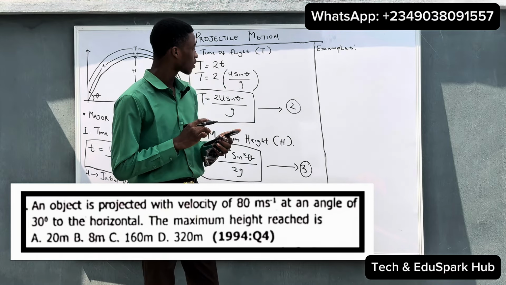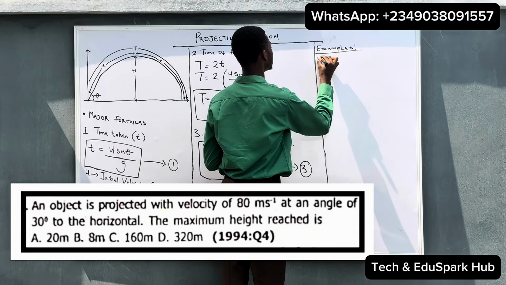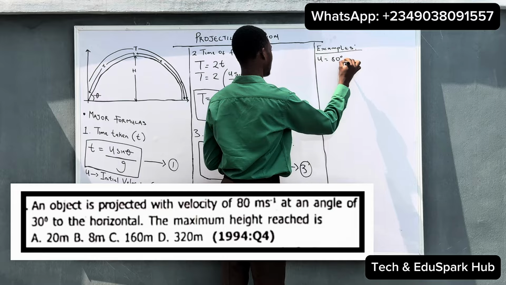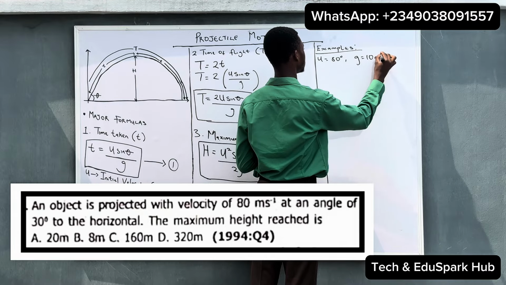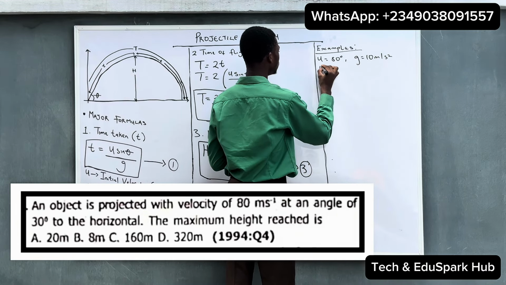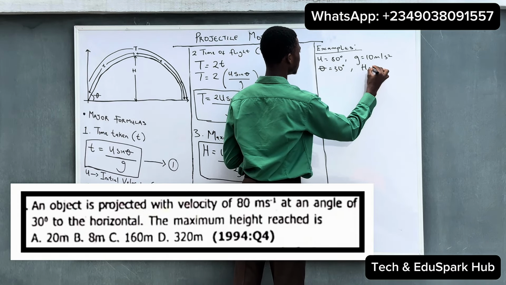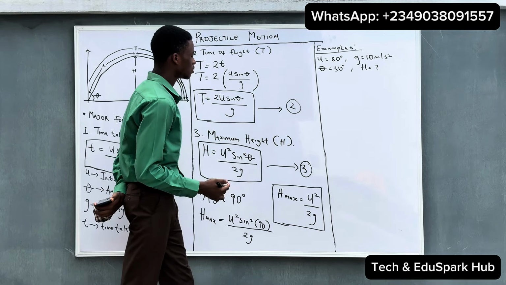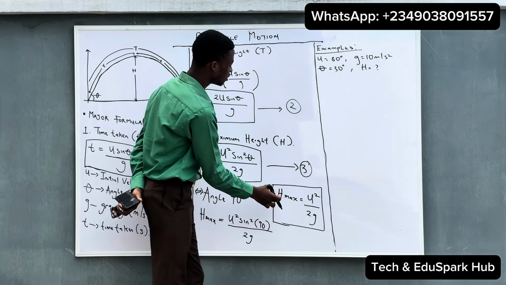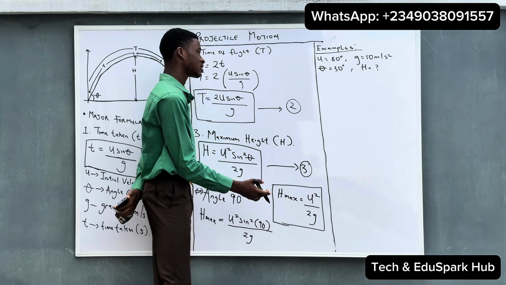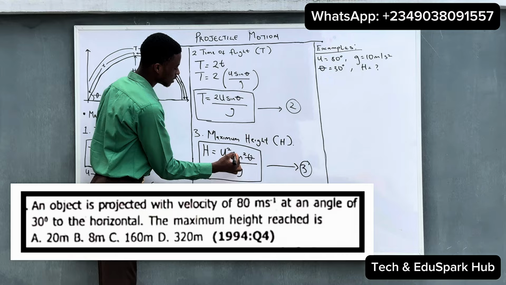So for this kind of question, let's write our given parameters. We are given the initial velocity, which is u. So our u is equal to 80. And we are also given our gravity, which is 10, obviously. And we are also given our angle, which is 30 degrees, and they ask us to calculate the maximum height, which is unknown. So in this kind of question, we are not going to use our H max because we are given the angle, which is 30 degrees. Assuming they did not give us the angle, we can use our H max to calculate the maximum height. So from what we know, our maximum height, which is the big H, is given as u square sine square theta over 2g.